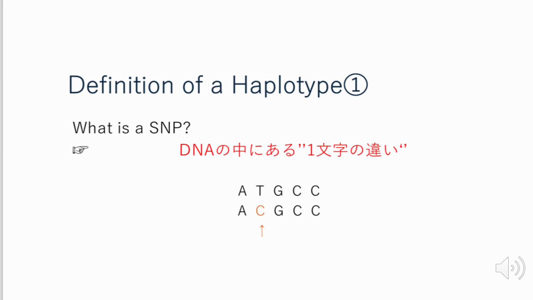A SNP is a one-letter difference in the DNA sequence. For example, one person may have an A at a certain spot, while another has a T. These small differences play a role in creating the variation we see between individuals.